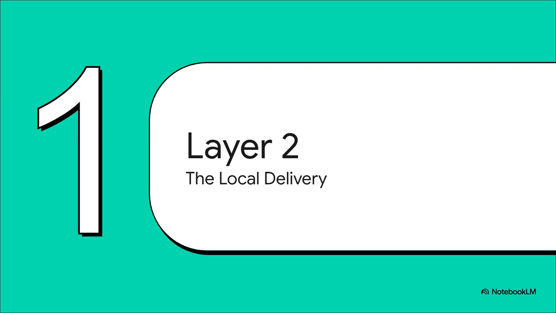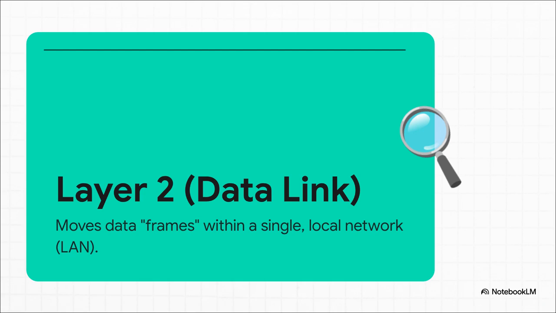So let's zoom in on that local postman first. We're going to focus on Layer 2, which handles literally everything happening inside your immediate local network. Think of your home Wi-Fi. Its official techie name is the data link layer. Its entire world, its whole universe, is just your local network. It moves data around in these little chunks called frames. You can just think of frames as the envelopes for your local mail. They make sure data gets from your laptop to your router or from your phone to your smart TV, all within the walls of your own network.